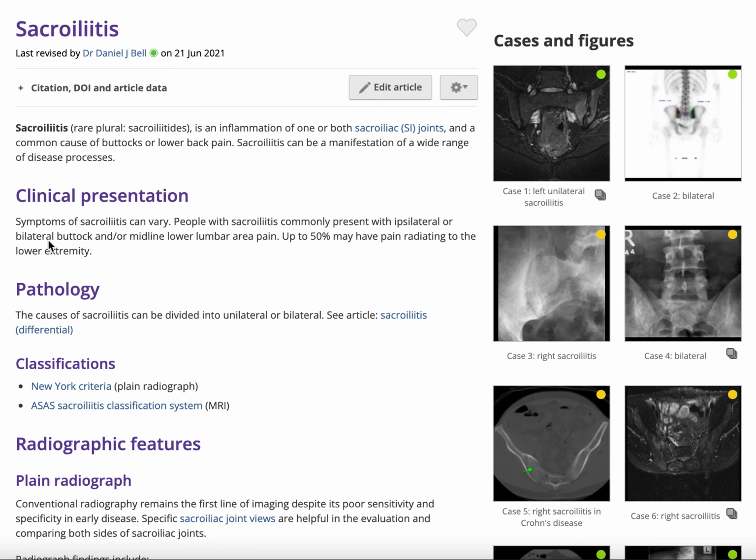People with sacroiliitis commonly present with ipsilateral or bilateral buttock and/or midline lower lumbar area pain. Up to 50% may have pain radiating to the lower extremity.